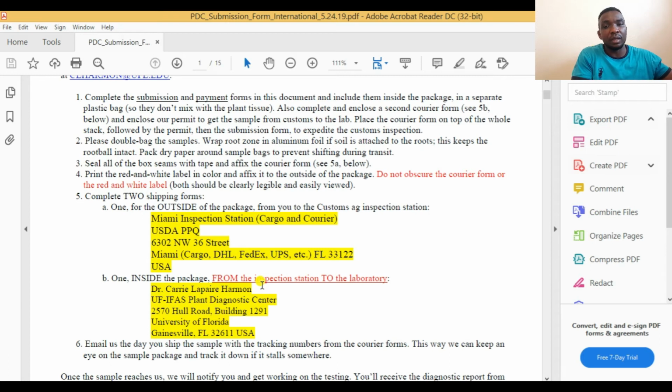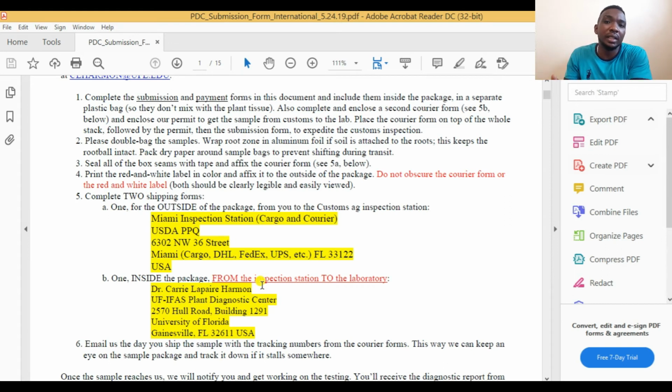Once it reaches Miami, this FedEx here does not have jurisdiction over where it goes from the inspection station. So what I had to do was to create an account, right? Create an account and then fill out the necessary information on their website, right? And then it basically went through that way, right?